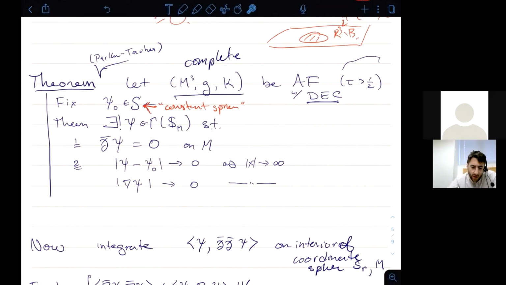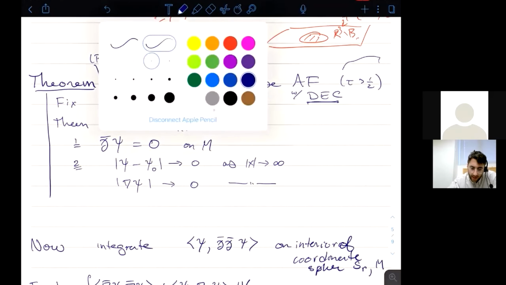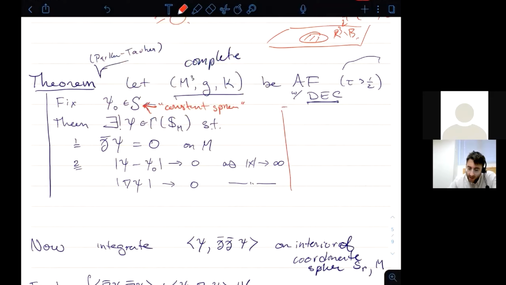Okay, how do you prove such a theorem? I'm not going to tell you really, but I'll just sketch. And also, I want to point out that they require the dominant energy condition.